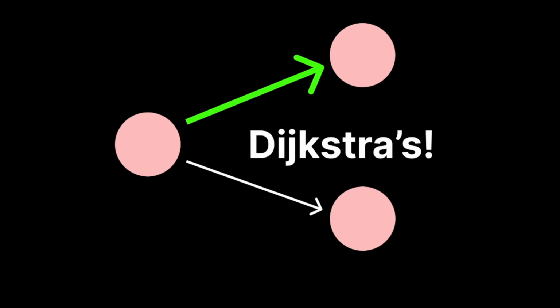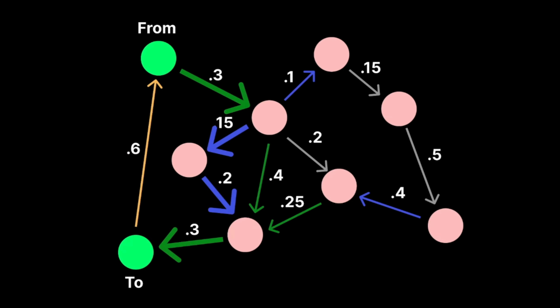To find the shortest path between any two nodes on a ski resort graph, we use a mathematically proven method in finding the shortest path in any arbitrary weighted directed graph, which is Dijkstra's algorithm. Using Dijkstra's, we can find the shortest path between any 2 points on a ski resort graph.